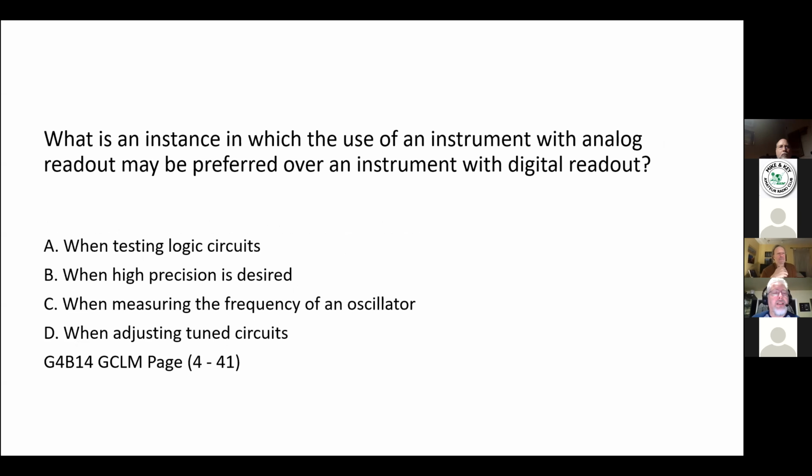What is the instance in which the use of an instrument with analog readout may be preferred over an instrument with a digital readout? A, when testing logic circuits. B, when high precision is desired. C, when measuring the frequency of an oscillator. Or D, when adjusting tuned circuits. Must be Delta. Delta is correct. You use an analog when you're adjusting tuned circuits.